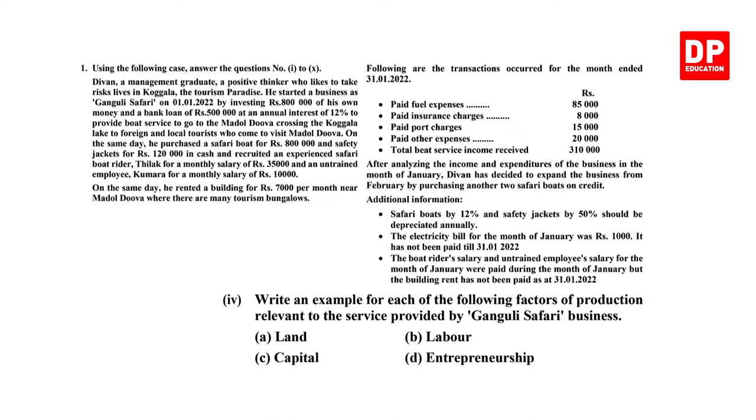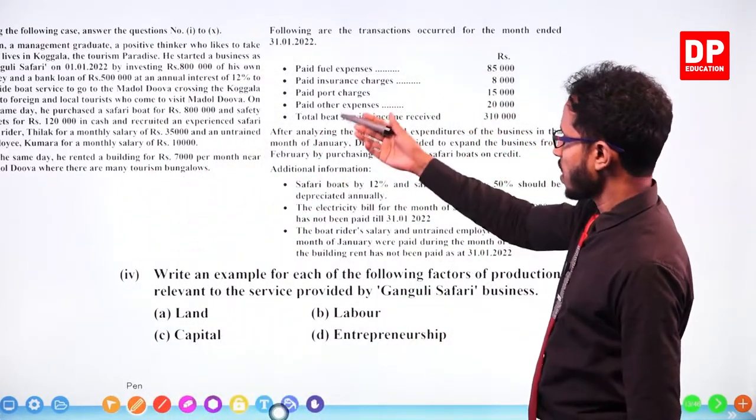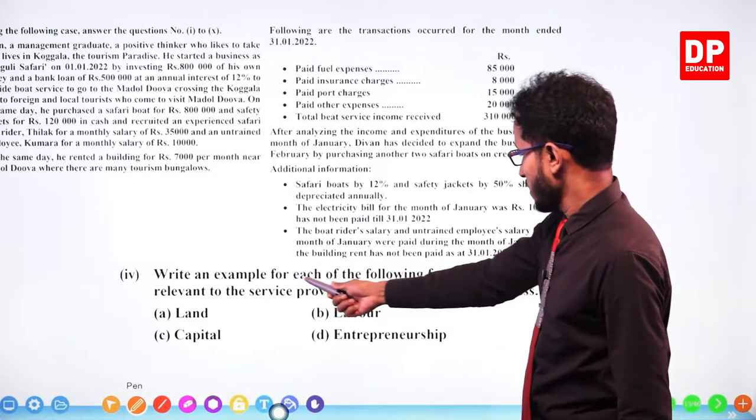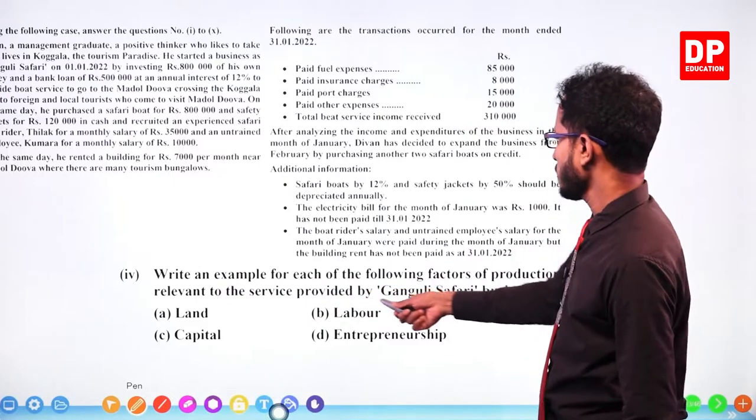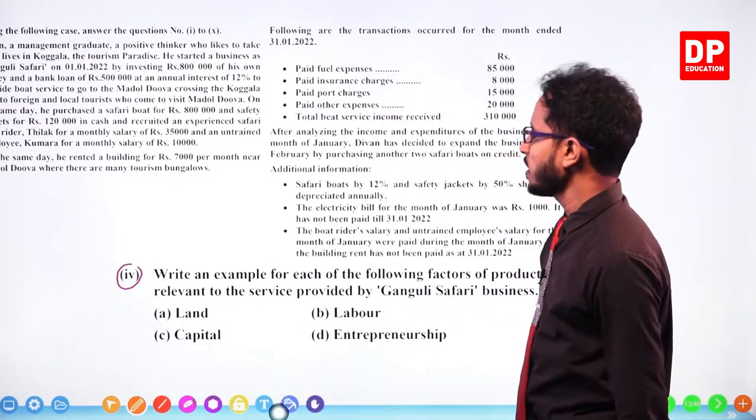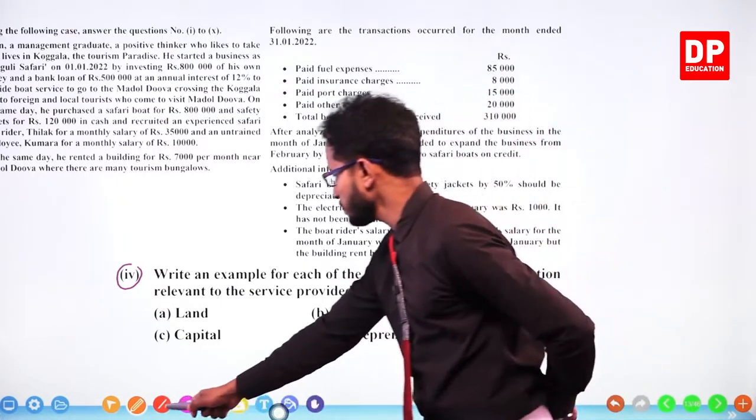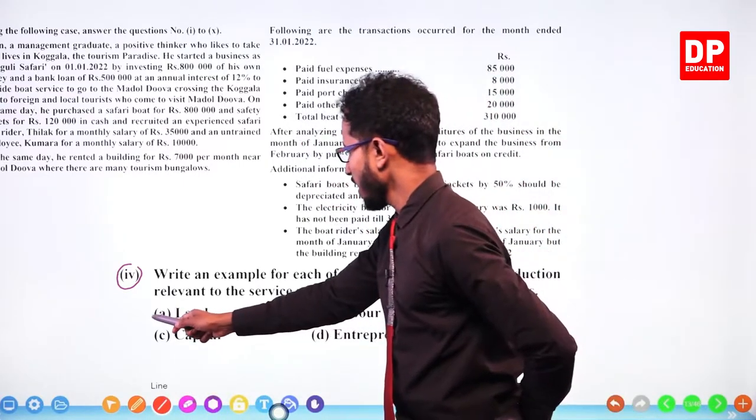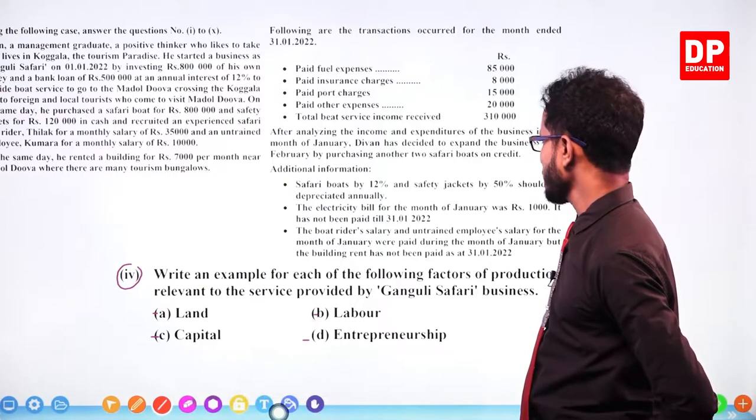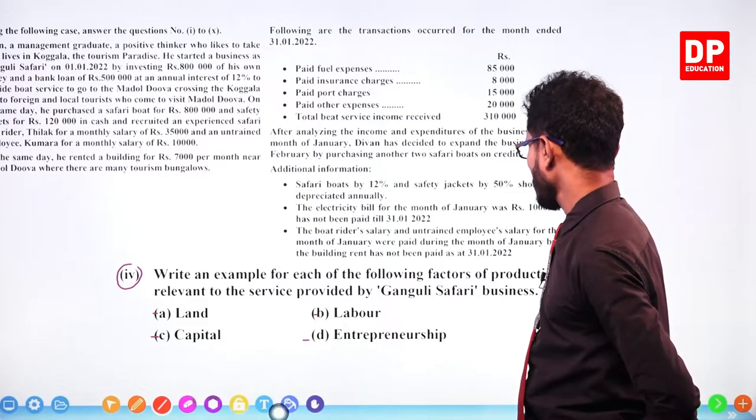Next. Writing more and more examples. Okay. Fourth part. Write an example for each of the following factors of production. What are the factors of production? Land, labor, capital, and enterprise. Example for each of the following factors of production relevant to the service provided by Ganguly Safari.